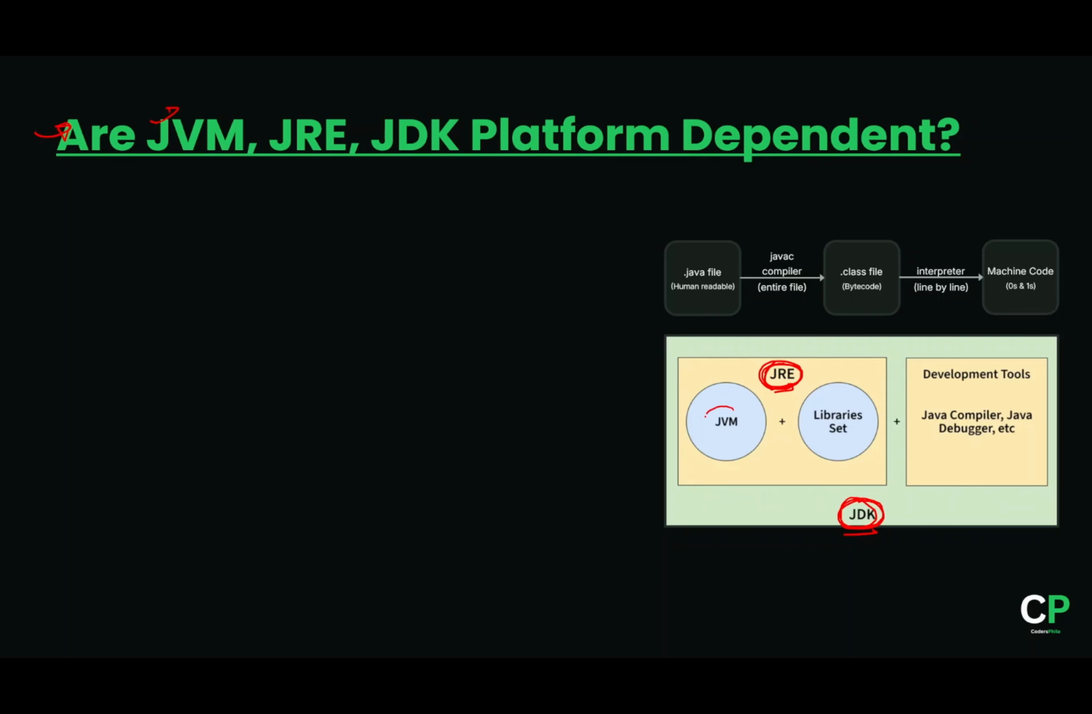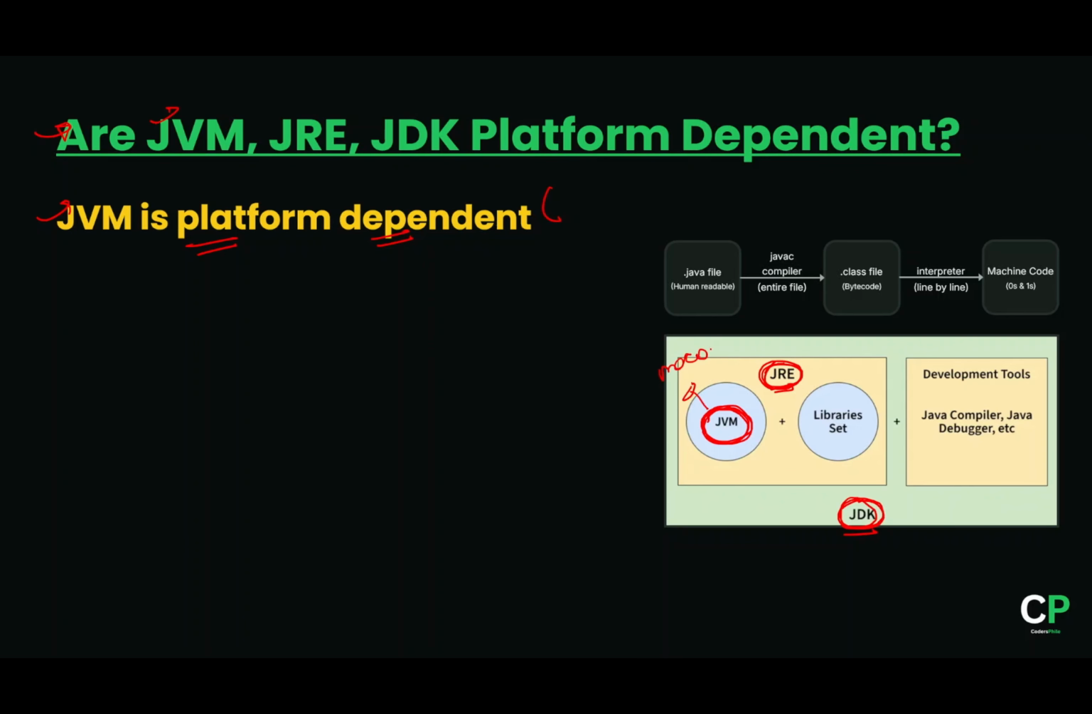So let's first start with the JVM. Is JVM platform dependent or platform independent? JVM is platform dependent. It is different for different platforms. For Mac OS, the JVM will be different, for Windows it will be different, and for Linux it will be different. Why? Because the JVM interacts with the OS and the hardware, since it is the role of the JVM to convert our bytecode into machine specific instructions, that is, hardware and OS specific instructions.